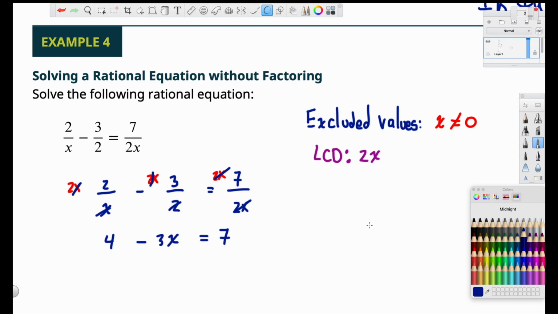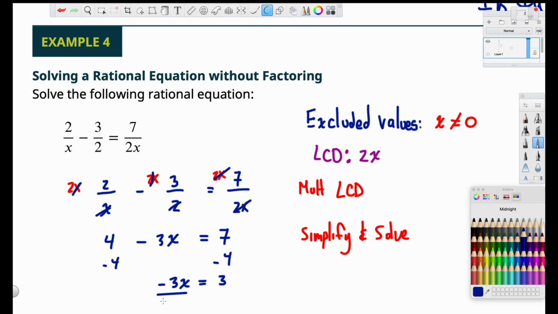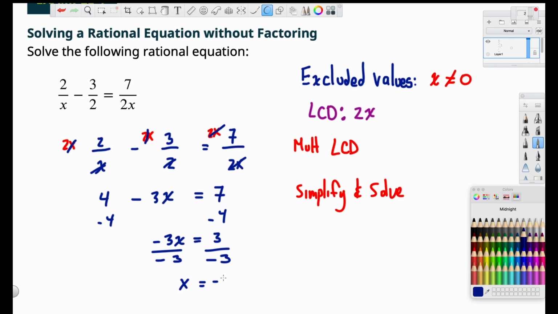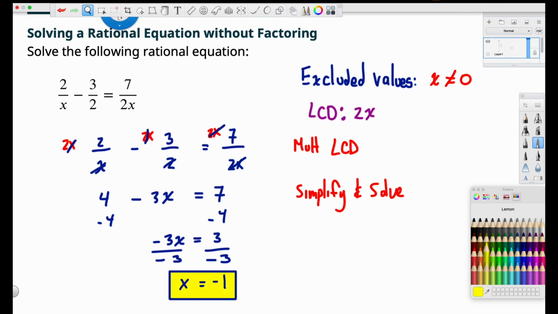That leaves me with 4 minus 3x equals 7. And now we're just going to subtract 4 from both sides and then divide by negative 3. And I'm going to get x equals negative 1. And that's it for that one.